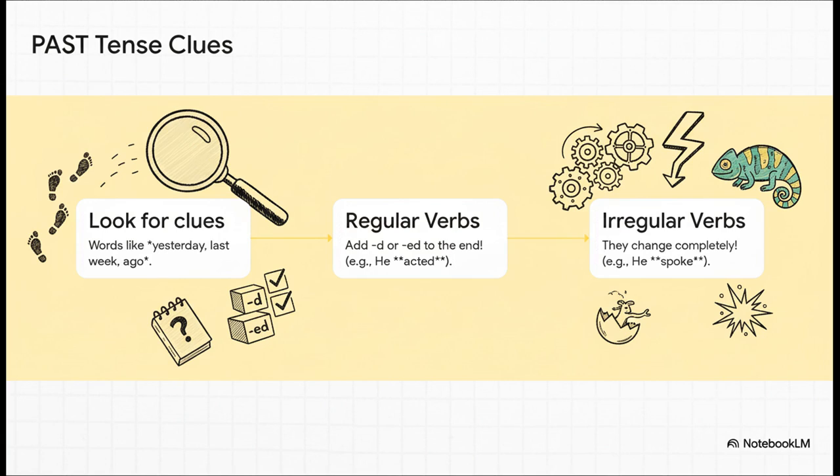Now, for most verbs, we call these regular verbs. You just stick a D or an ED on the end. Easy, like how act becomes acted. But watch out. There are some tricky ones called irregular verbs. They break the rules and change completely, like speak turning into spoke. You just have to learn those.